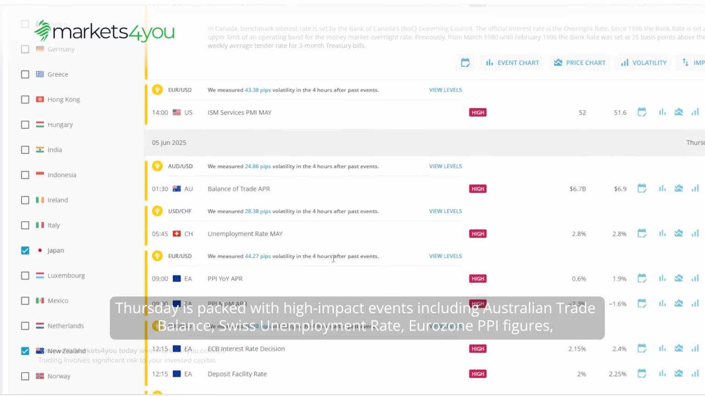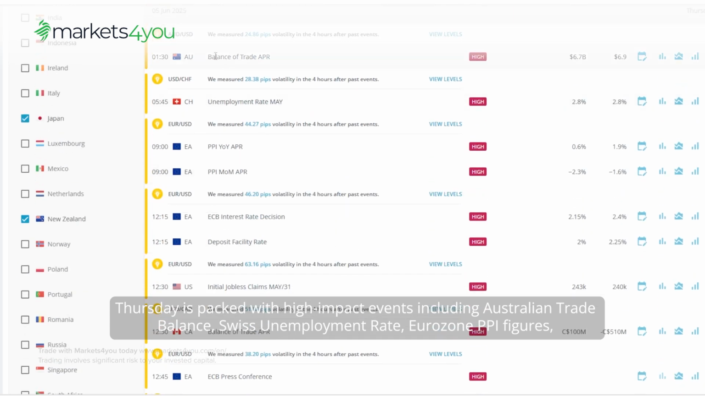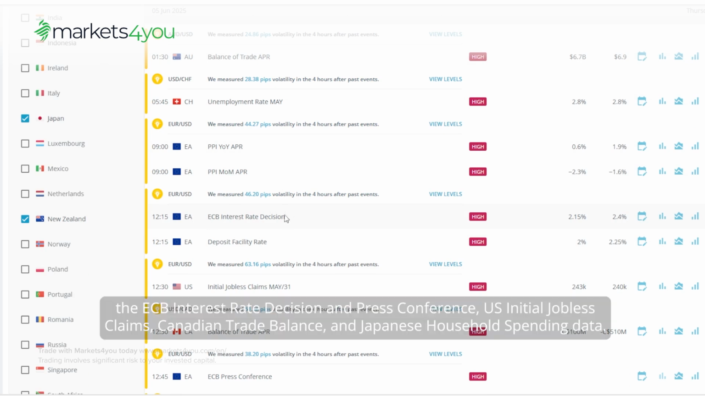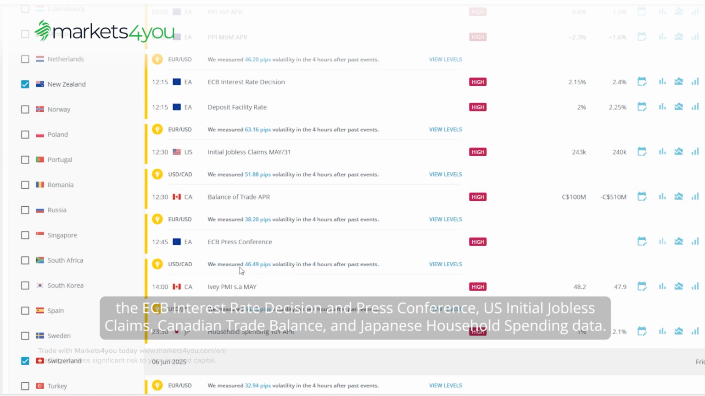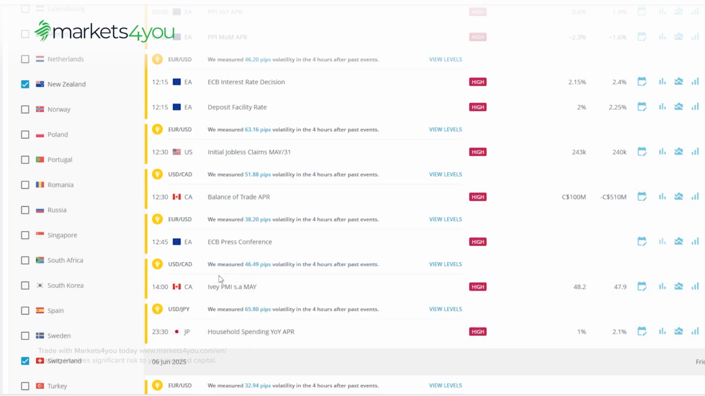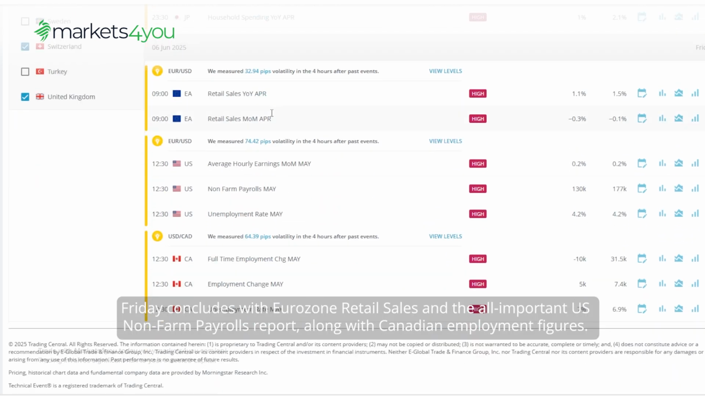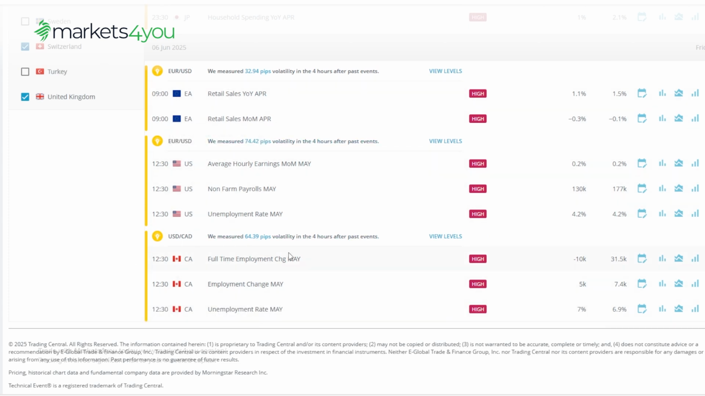Thursday is packed with high-impact events including Australian trade balance, Swiss unemployment rate, Eurozone PPI figures, the ECB interest rate decision and press conference, US initial jobless claims, Canadian trade balance, and Japanese household spending data. Friday concludes with Eurozone retail sales and the all-important US non-farm payrolls report, along with Canadian employment figures.